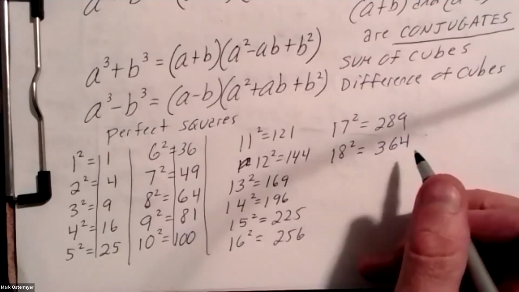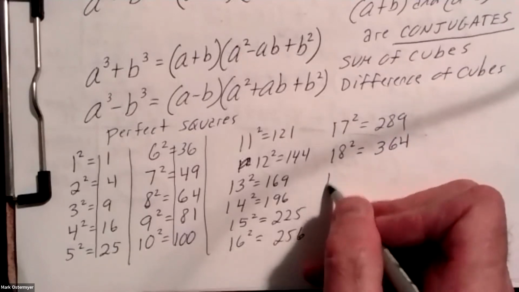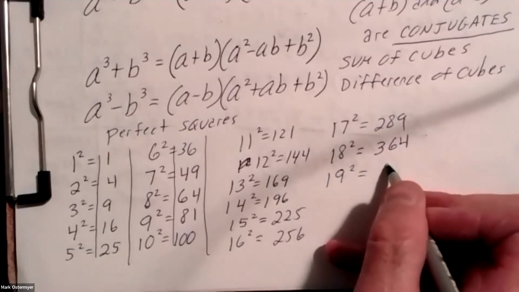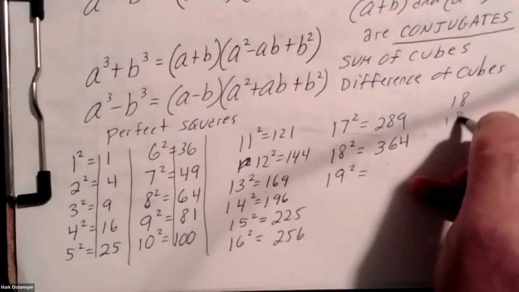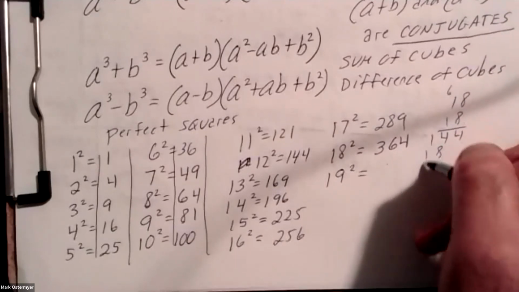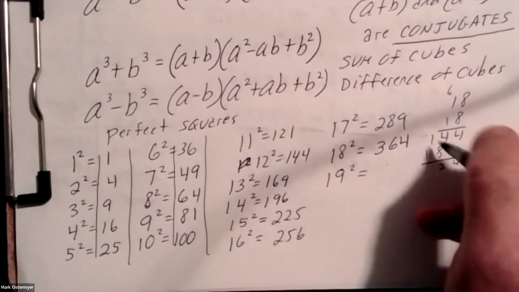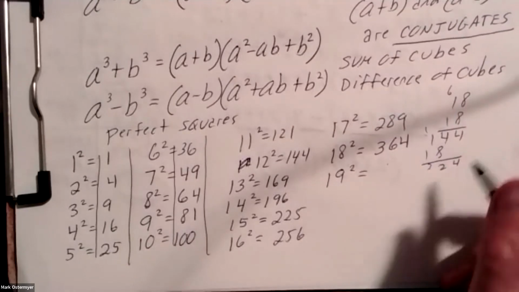Well, let's see if I got that right here. 289, 364. 19 squared is going to be 3... Let's see if I got 18 times 18 correct. Yeah, 324.